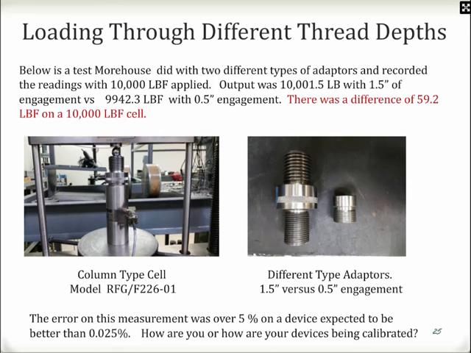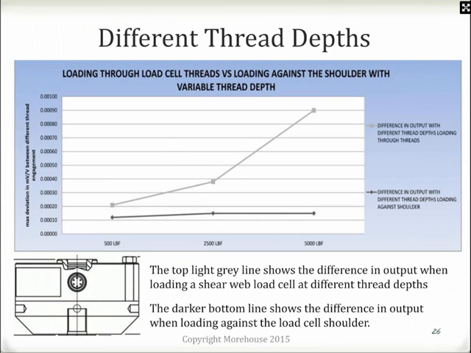Now, a typical cell like this, the expectation is around 0.025%. The error on this measurement was over 5% on a device expected to be better than 0.025%. I have to ask, how are you or how are your devices being calibrated? Do you specify when you send them to the manufacturer? Do you send the appropriate adapters for them to replicate how you are using it?